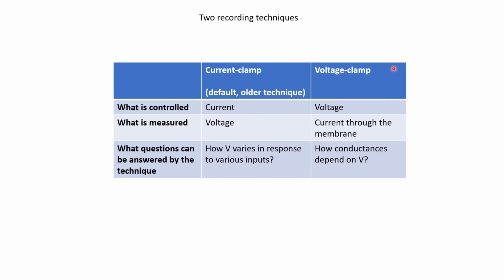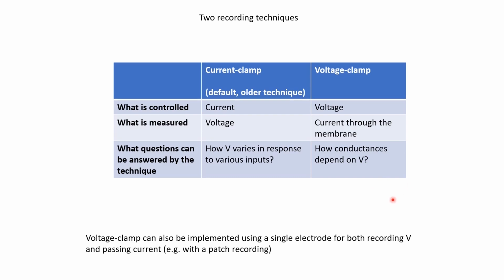On the other hand, in the voltage clamp recordings, we are controlling the voltage. So we fix the voltage of the neuron to a particular value specified by the command potential. What we measure over time is the current. So we are measuring the compensatory current, which tells us how much is the ionic current flowing through the membrane. And these voltage clamp recordings are useful if we want to measure how the conductance depends on the voltage. So by setting the voltage at different values and measuring the currents at those values, we can figure out what the conductances are at different values of V.